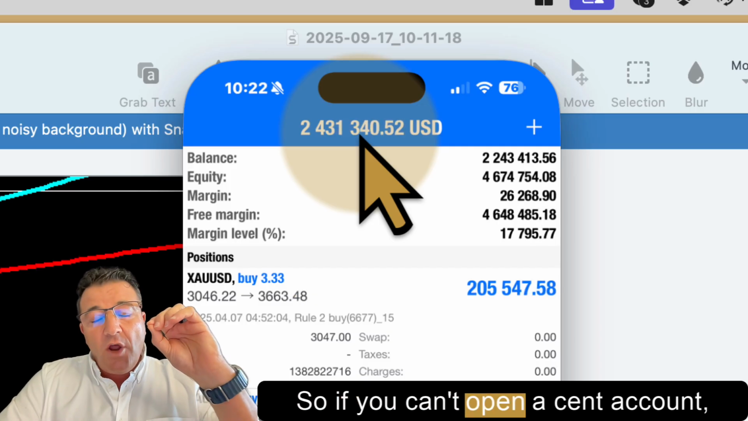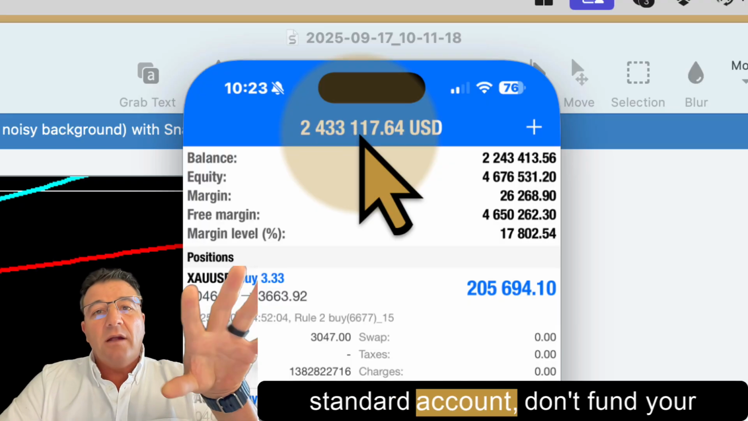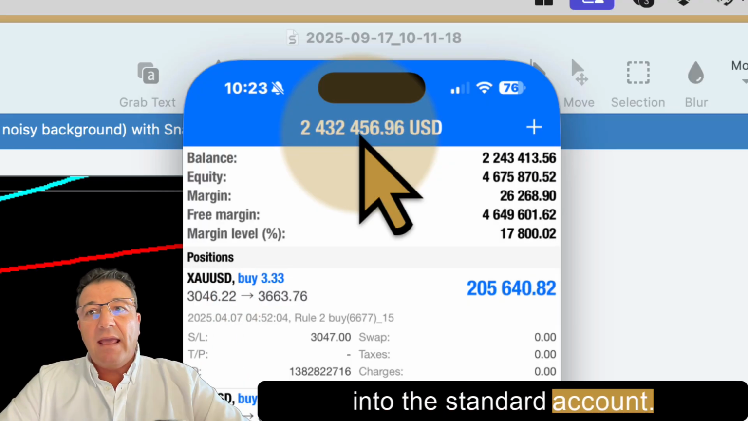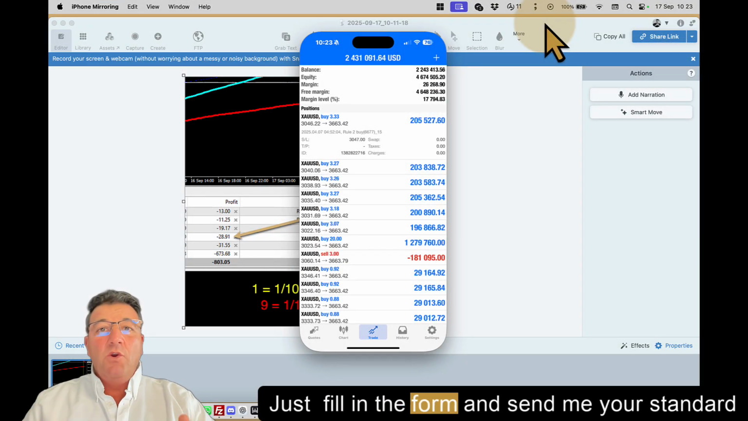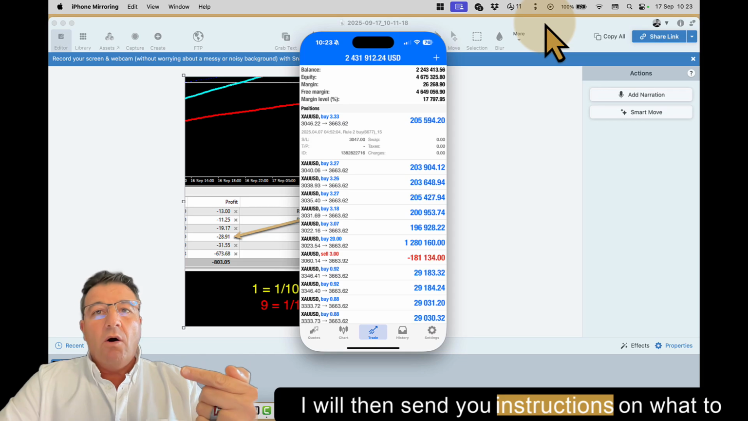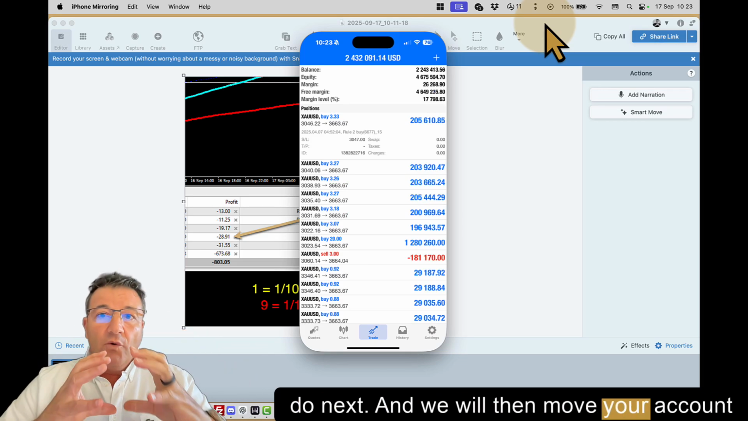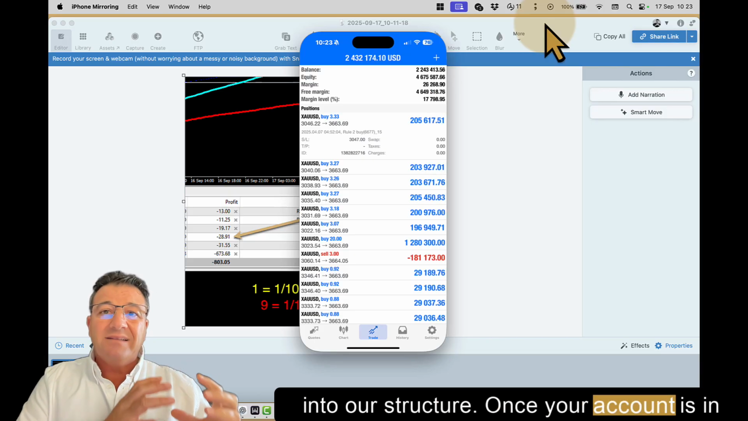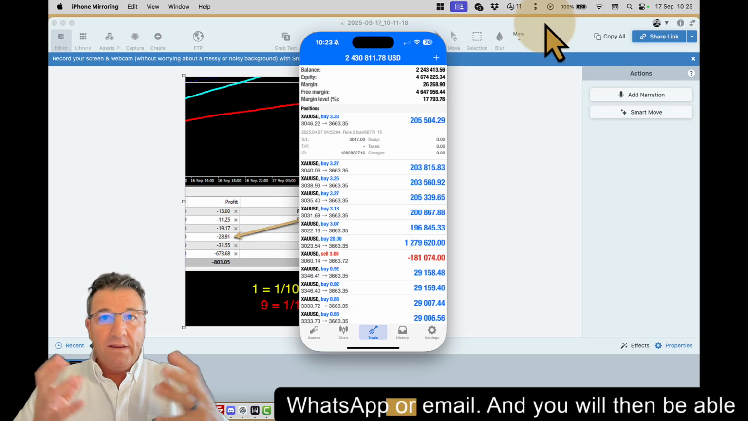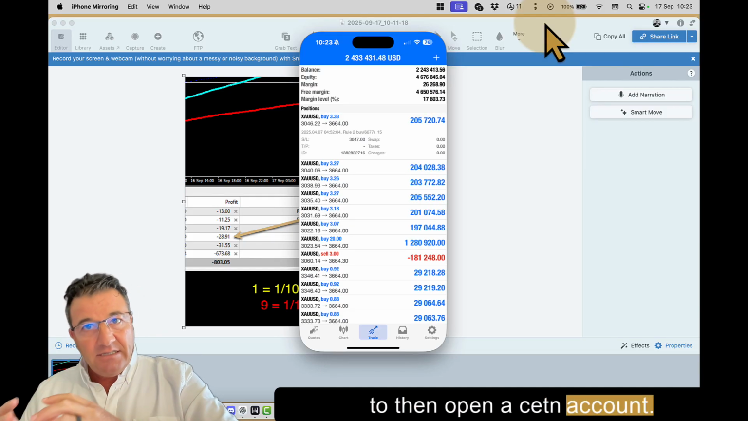So if you can't open a cent account, you can just open a standard account. Don't fund your standard account. Don't put any money into the standard account. Fill in the form and send me your standard account number. I will then send you instructions on what to do next, and we will then move your account into our structure. Once your account is in our structure, I will let you know via WhatsApp or email, and you will then be able to open a cent account.